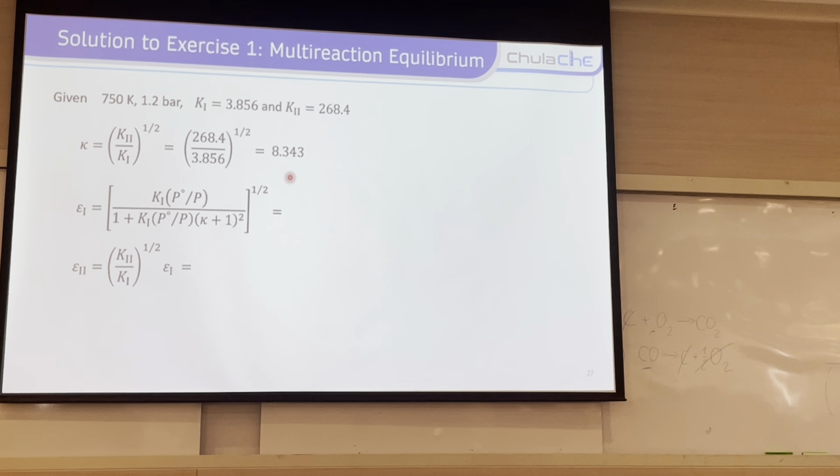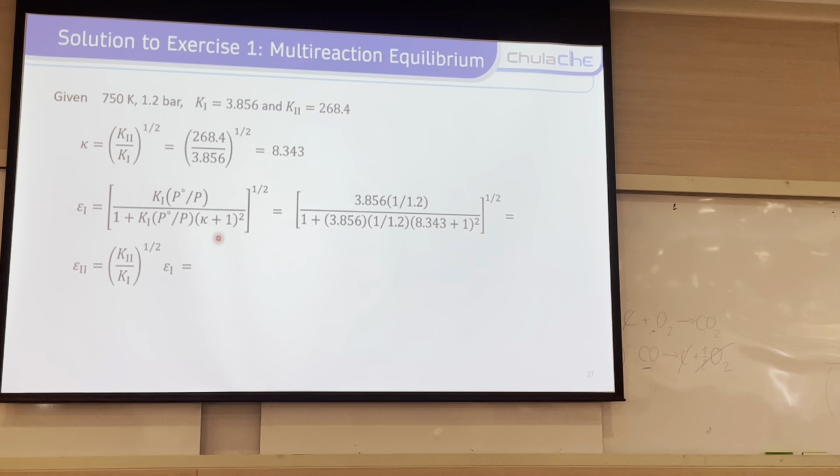And now you can calculate the reaction coordinate for reaction 1 as well. So you know the K here, P, and the kappa, then you can calculate the reaction coordinate of reaction 1. If you put all the values in the calculator, you will get the reaction coordinate equal to 0.1068 for reaction 1.